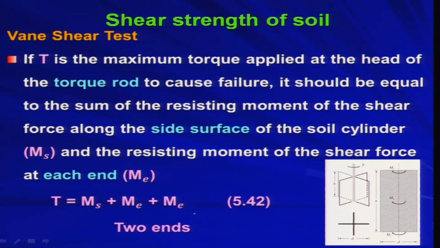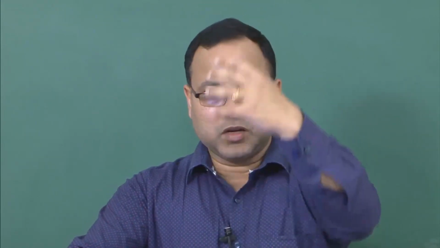If T is the maximum torque applied at the head of the torque rod. So, this is your torque rod as I told you. So, if T is the maximum torque applied at the head of the torque rod to cause failure. So, we are going up to the failure. So, what is happening? You are putting the apparatus or the instrument, that is the torque rod as well as the vanes, inside the soil.